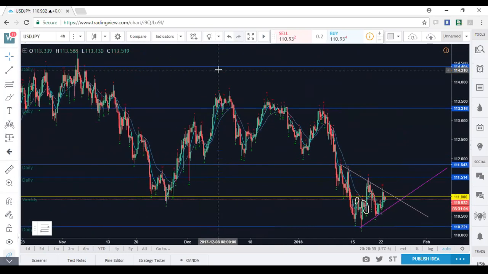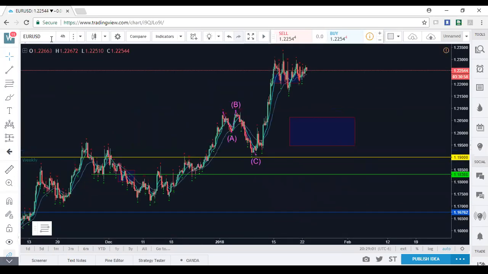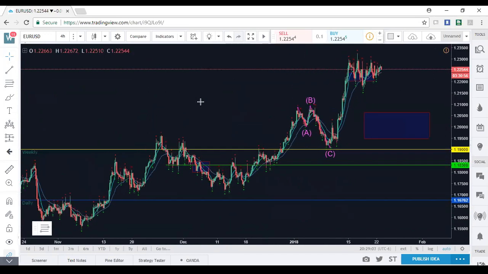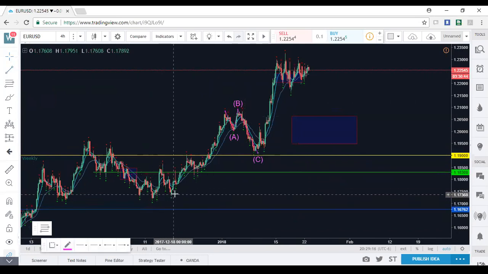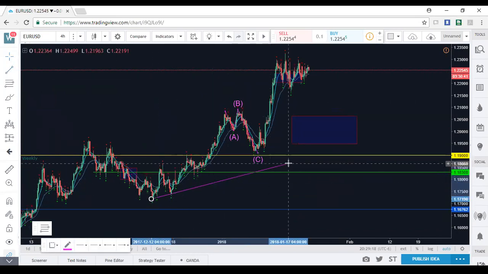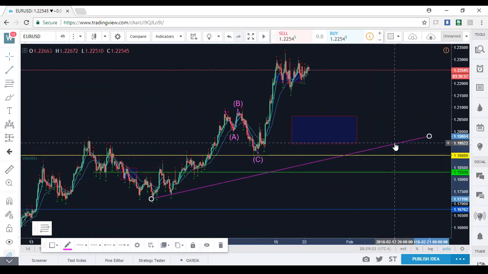Let's go to Euro. Euro usually has a good one. So from this low to this low, we drew a trend line and dragged it out to the future. This is going to be your long-term trend, right?